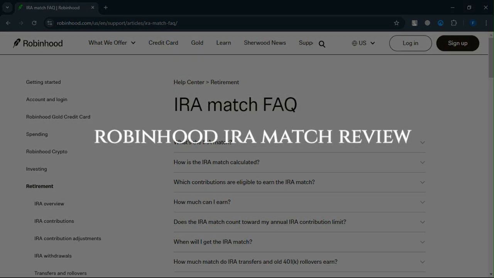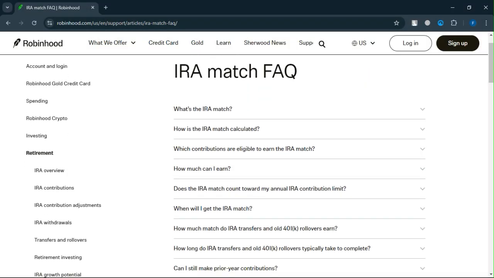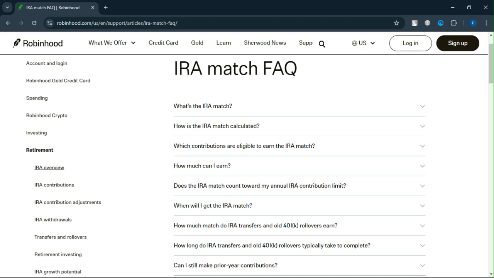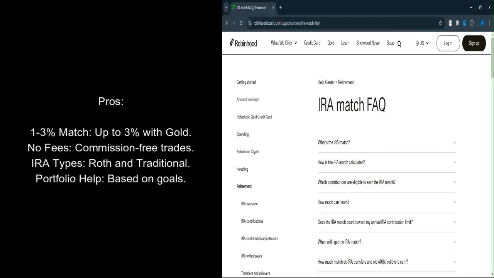Robinhood IRA Match Review. Today, we will discuss its pros, cons, features, and pricing. Here is my honest opinion. What are the pros? 1 to 3% contribution match.